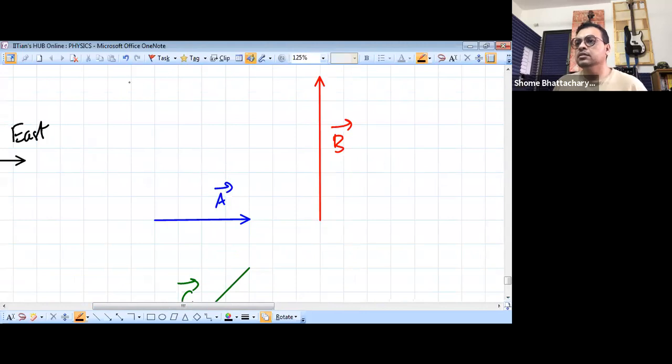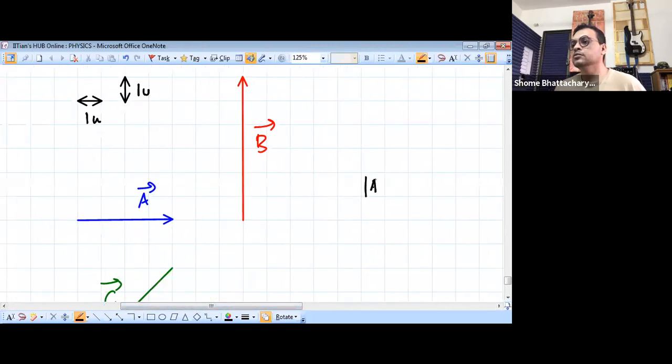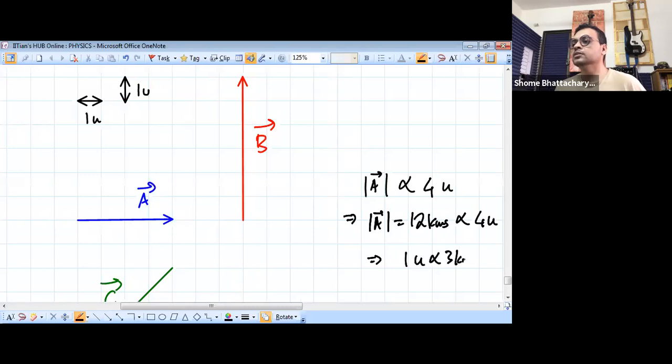But if I'm defining this as one unit, see that A's magnitude is proportional to how many units? Four units. A's magnitude is proportional to 4 units, and it is given that A's magnitude is 12 kilometers. So 4 units is proportional to 12 kilometers. That means one single unit represents 3 kilometers.